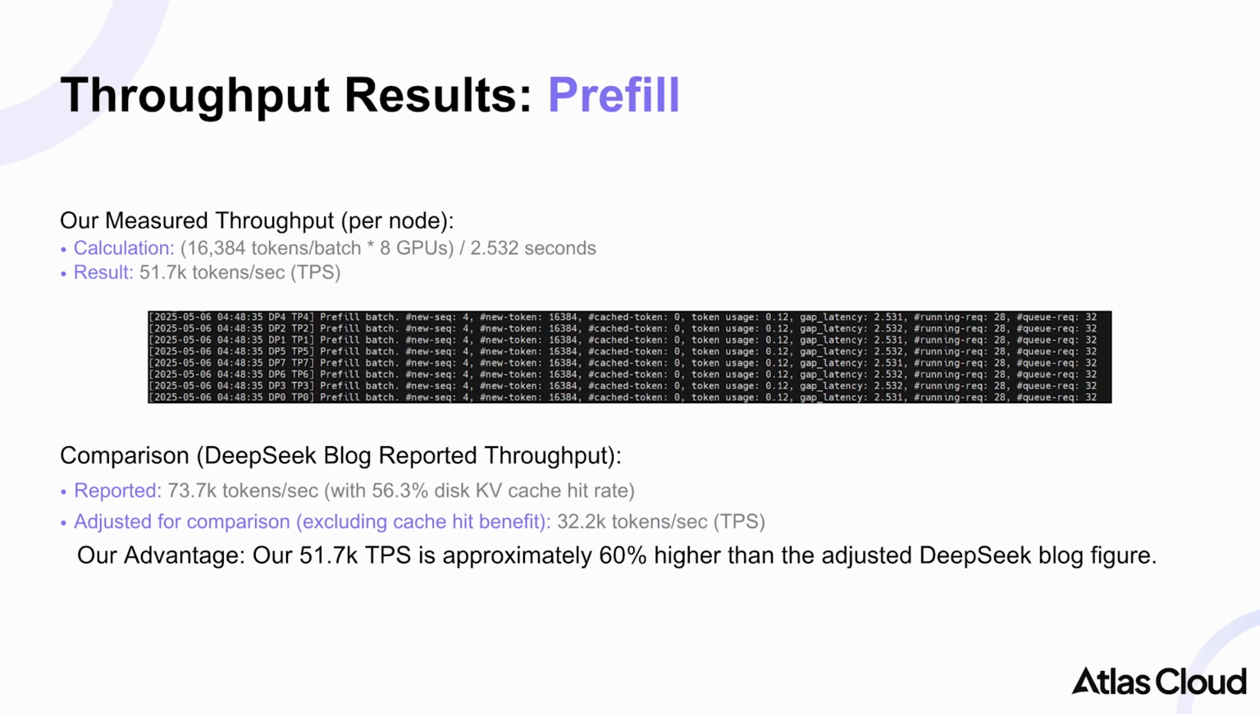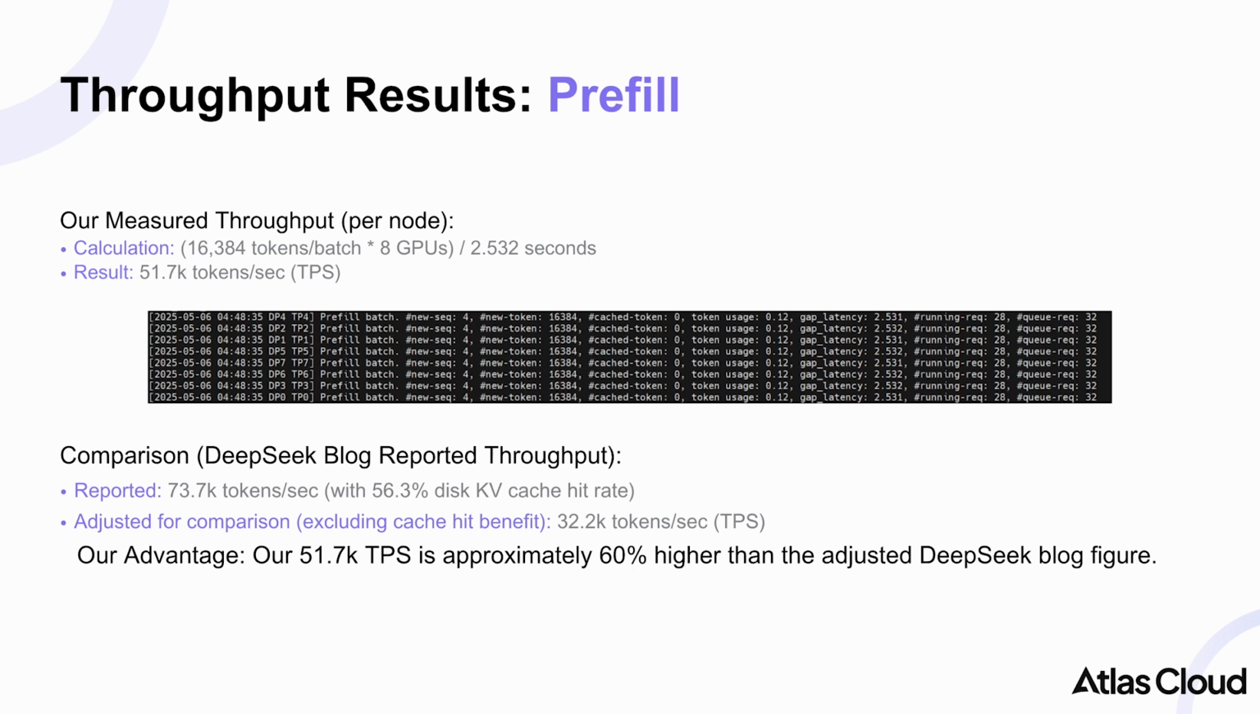Prefill throughput results. Moving to our serverless achievements, the results for the preview stage are quite compelling. Our measurements show a throughput of 15.7 thousand tokens per second per node. This figure is derived from a calculation of 16,384 tokens per batch, utilizing 8 GPUs processed in 2.532 seconds.